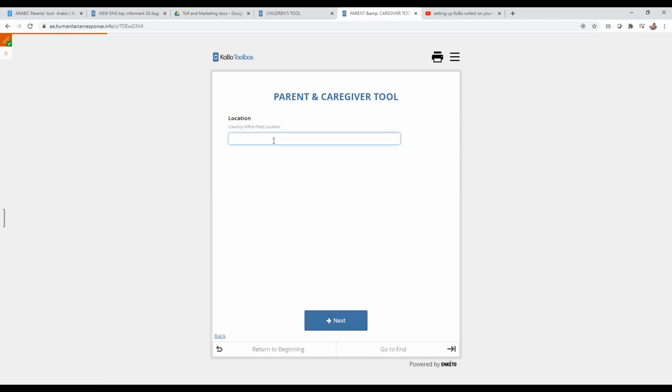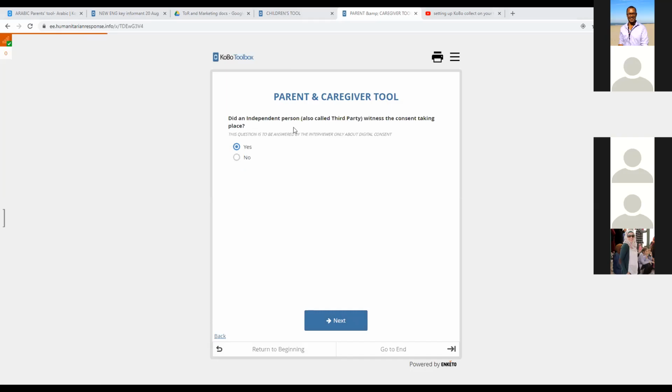The previous one, the relationship to the enumerator? No, it is the relationship to the person, to the parent. So not the relationship to the enumerator, but the relationship to the parent.